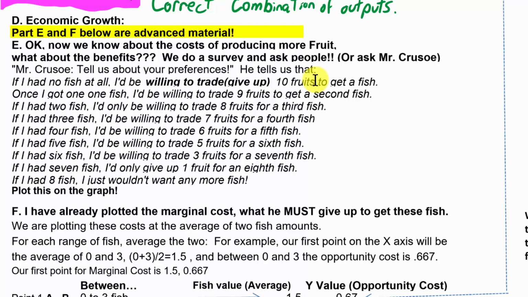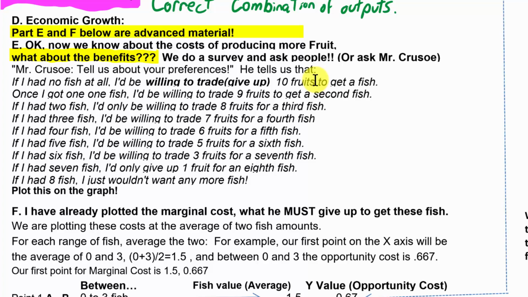Or how many fruit is Robinson Crusoe giving up to get each additional fish? That's what that opportunity cost is telling us about. But let's ask about the benefits, because after all, economics is all about weighing the costs and the benefits to make the right choice. So let's ask Robinson Crusoe about the benefits.